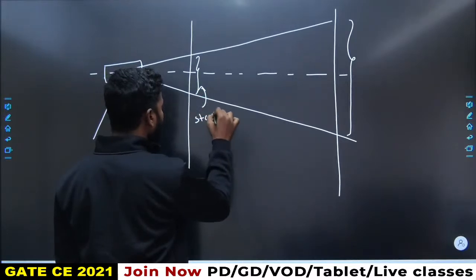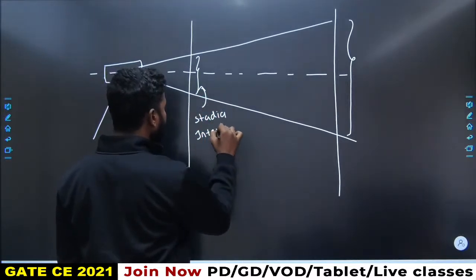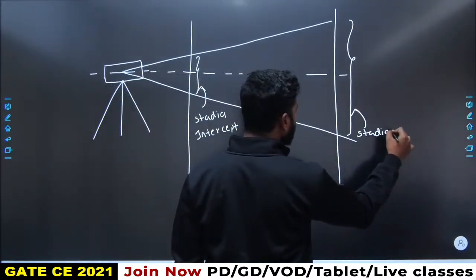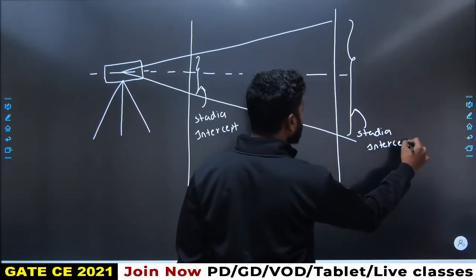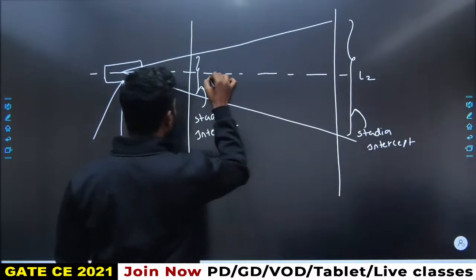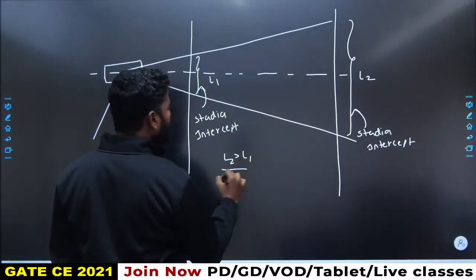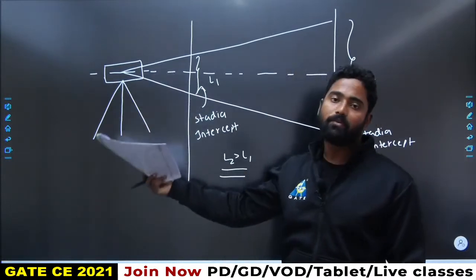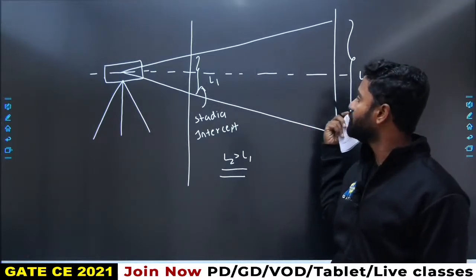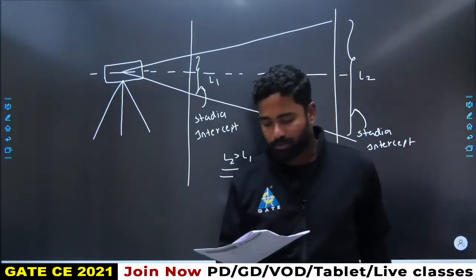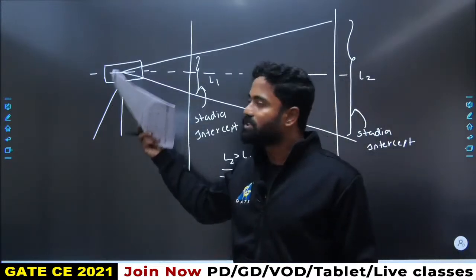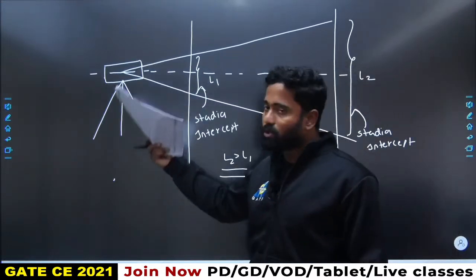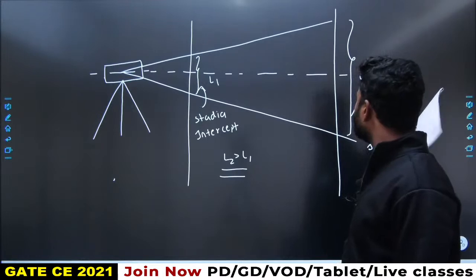This is stadia intercept. This is also stadia intercept. Stadia intercept means this value. Fine. I call this L2, this is L1. So L2 is more than L1. That means if it is far away from the station, far away from the equipment, then stadia intercept will be more. I think this option was not clear whether it is saying nearer to the station or nearer to the location, or nearer to the tachyometer or nearer to the observation point.